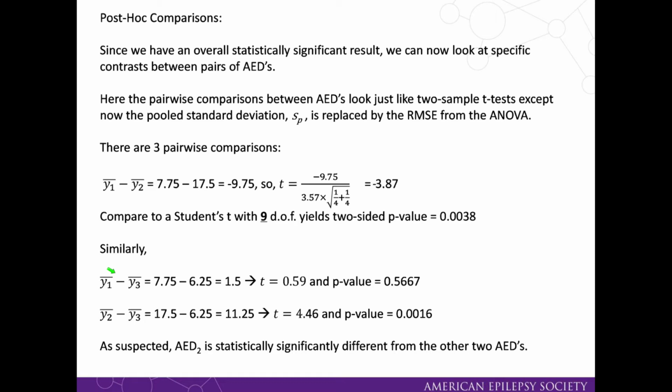Similarly, Y1 and Y3 have a t statistic equal to 0.59 and a p-value which is pretty large. And again, when we eyeballed those data, those two groups did not seem that different. Y2 minus Y3 is another large difference. T is very large at 4.46 and its p-value is 0.016. So as we suspected by eyeballing the data, AED 2 is statistically significantly different from the other two AEDs, but AED 1 and AED 3 do not appear to give statistically significantly different results.